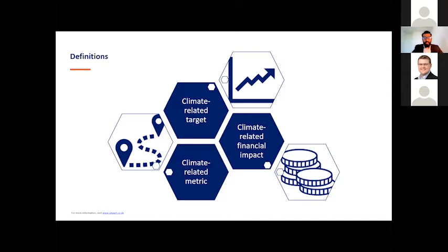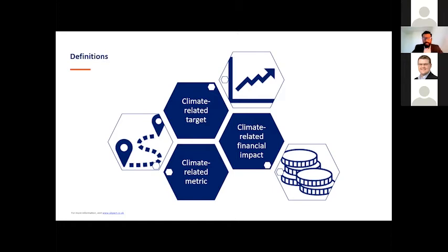Then the climate-related target. This is a specified level or threshold of the quantity of the metric that the organization wishes to meet. And this is also defined by a time horizon, and it indicates the organization's overall ambition in relation to climate change and their climate-related strategy.